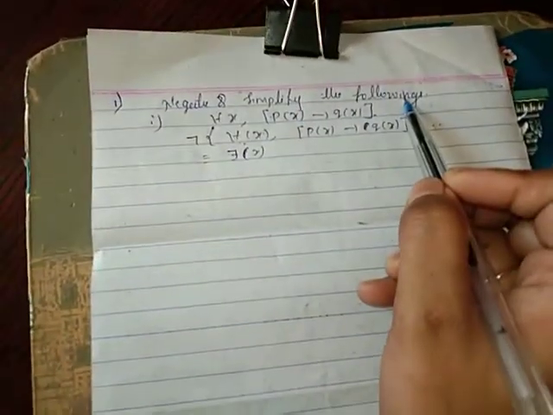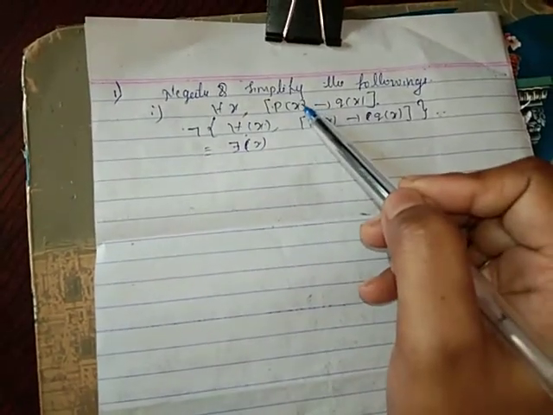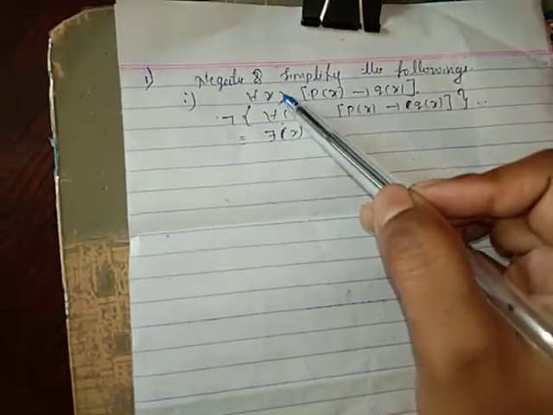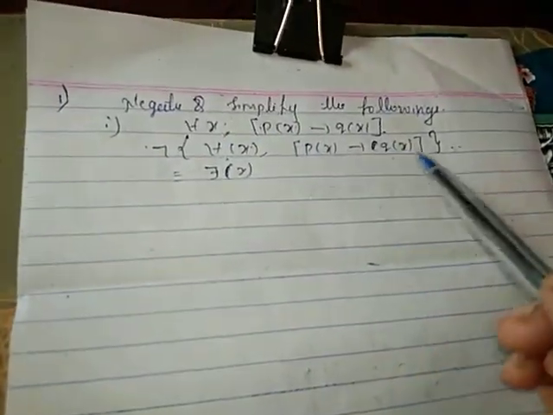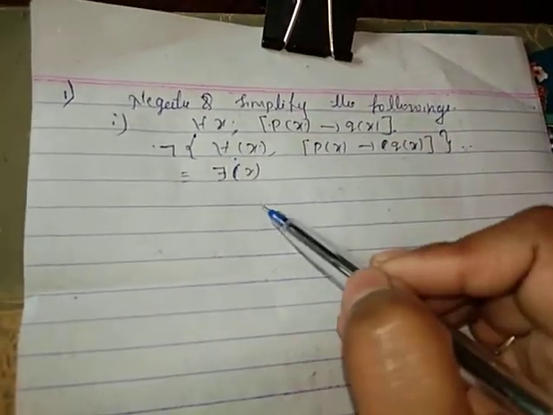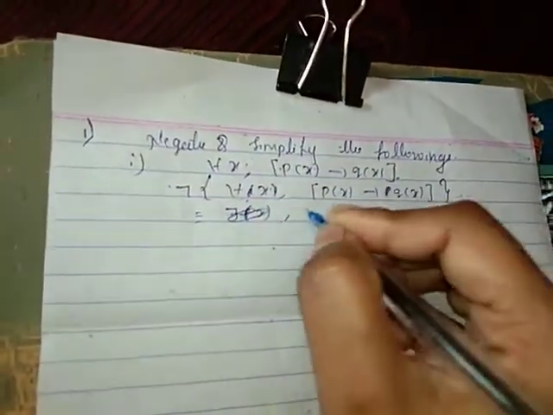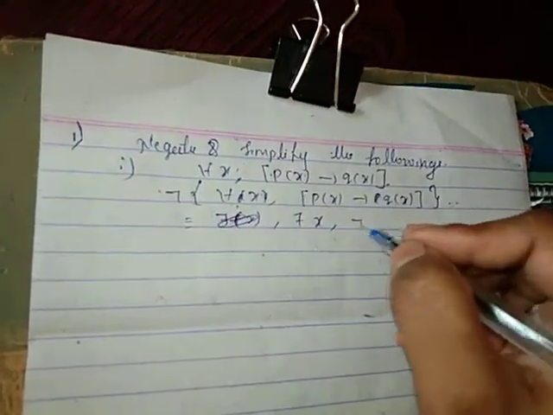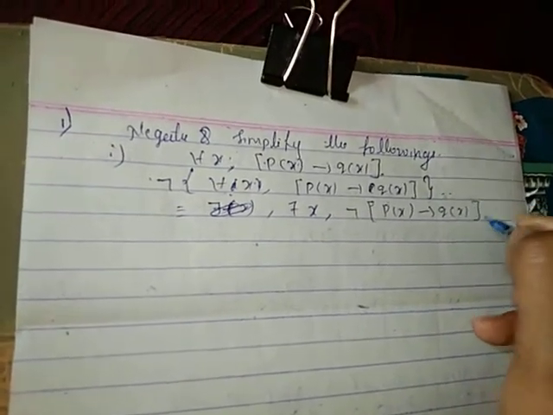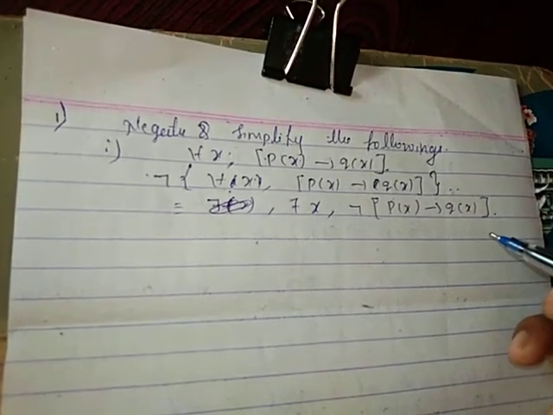So negate the following. The first one is: for all x, p of x implies q of x. The negation of for all x, p of x implies q of x, is there exists an x, negation of p of x implies q of x.